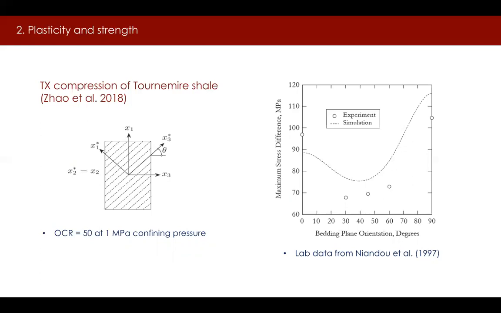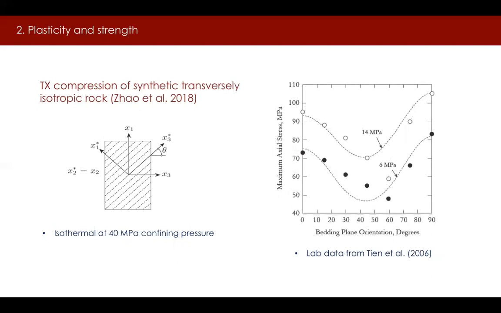The lower strength in the bed normal direction could be due to a bending mechanism on the clay particles that reduces the strength and stiffness of the rock in the bed normal direction. This slide shows a similar simulation of the strength anisotropy of the synthetic transversely isotropic rocks tested by Tien et al. Like the previous slide, the samples exhibited a higher strength in the bed parallel direction than in the bed normal direction. Lab data also show a strength increase with confining pressure. The dashed curves are the simulation results.